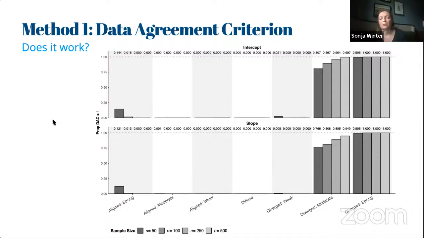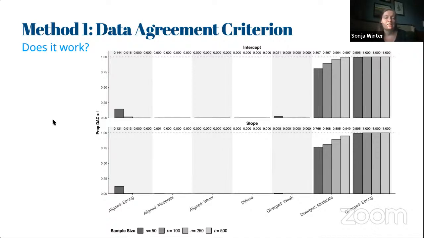However, something that was maybe not so great is, at least for the moderately informative priors, this detection was not as good when we had small samples compared to larger samples, even though in smaller samples it would be more important to find this disagreement.